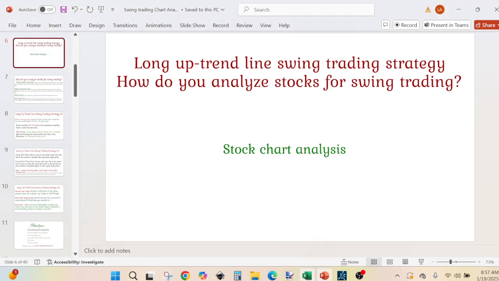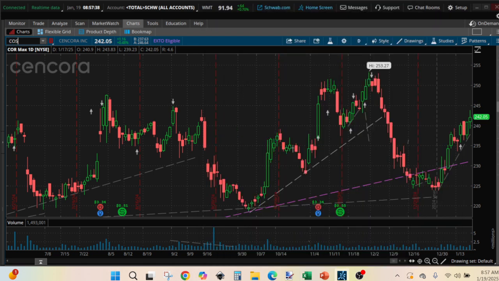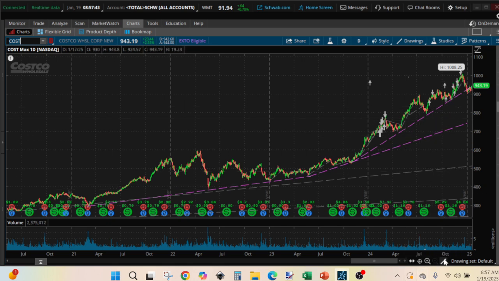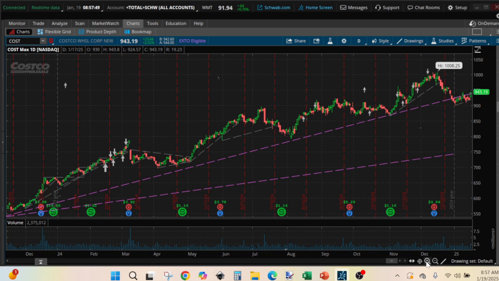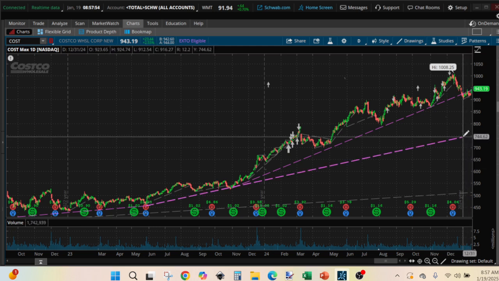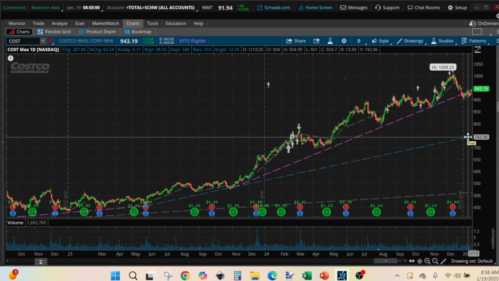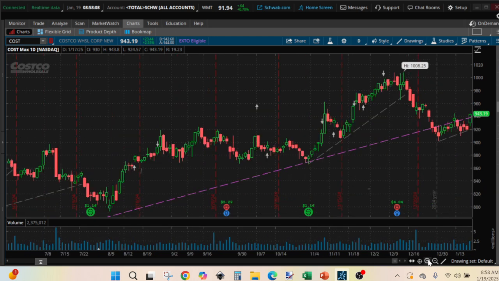The next one, let's lower this, is going to be Costco, C-O-S-T. And Costco, we have two trend lines here. We can extend this one a little bit. It is around a trend line we like to buy at.